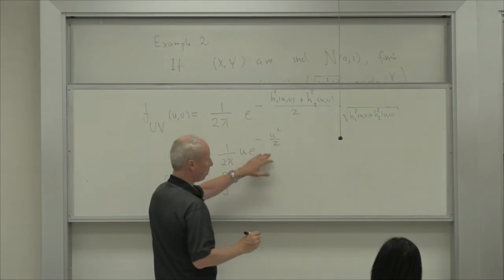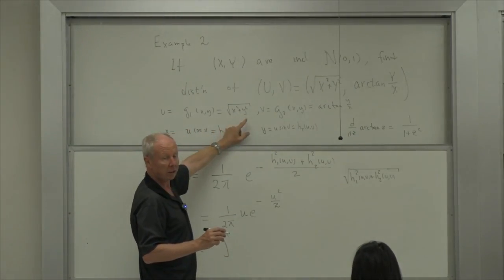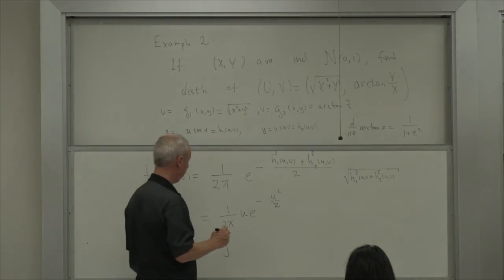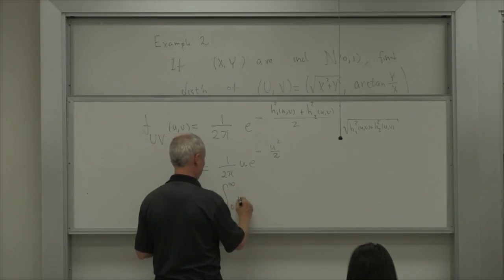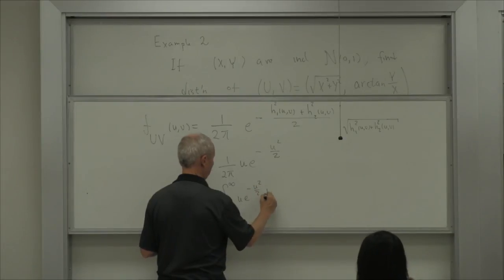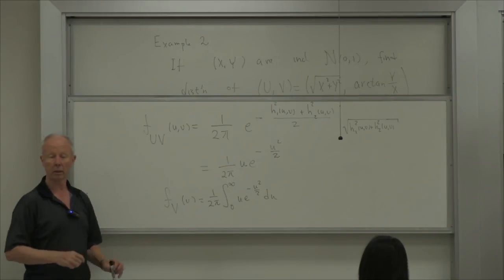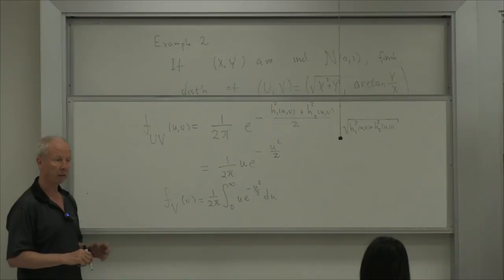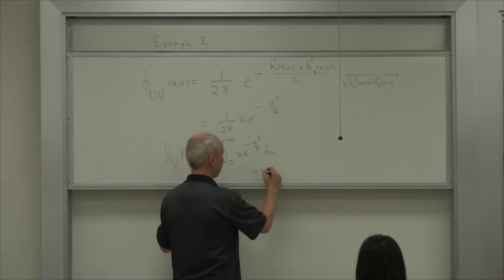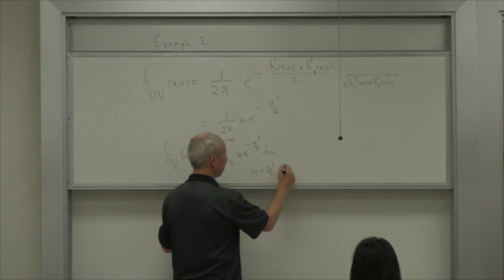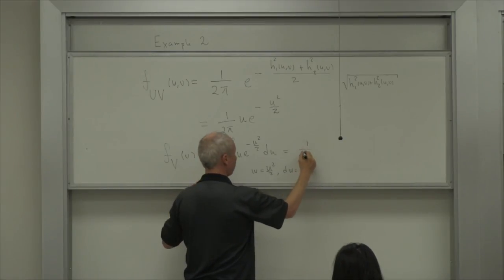What are the limits of integration for u? u is the distance to the origin, so that's 0 to infinity, right? And what's the value of this integral? How would you do that? You could substitute w equal to u squared over 2, and then dw is u du. And so this becomes 1 over 2 pi.